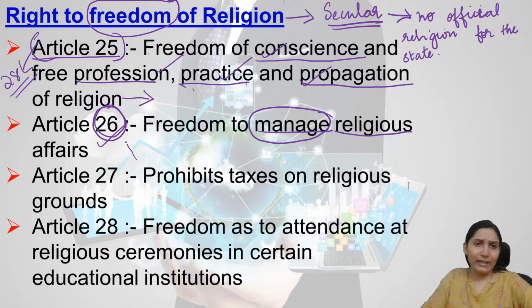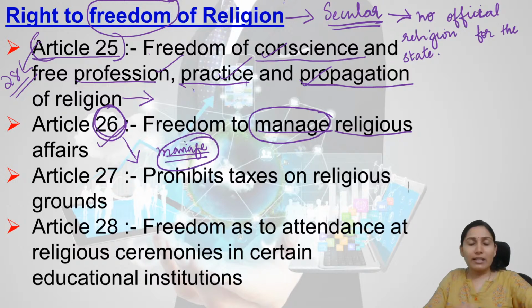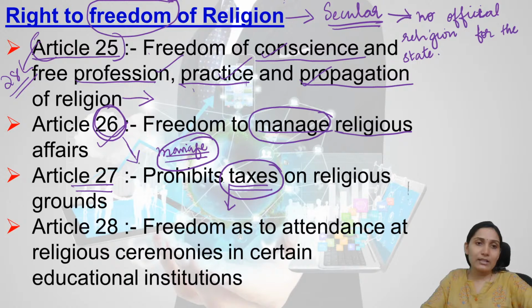So any person can manage his or her own religious affairs. So the state will not interfere into the religious affairs. Article 27 prohibits taxes on religious grounds. So taxes cannot be imposed on religious grounds, and it is prohibited under the Constitution under Article 27.